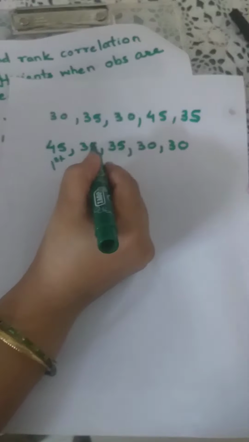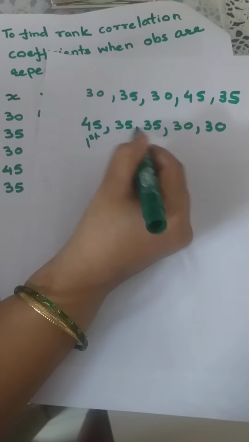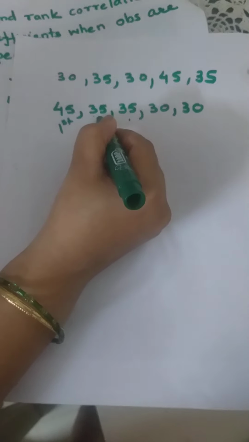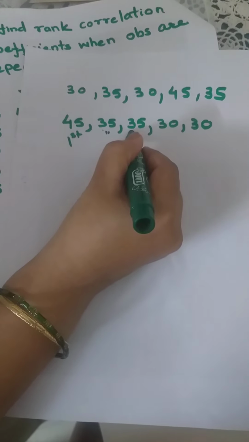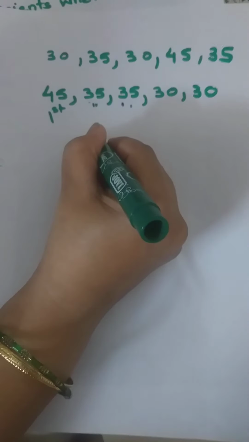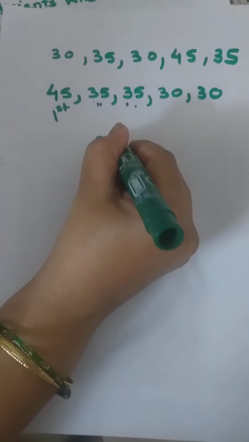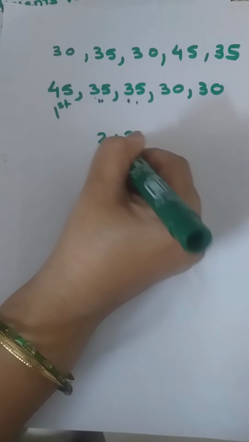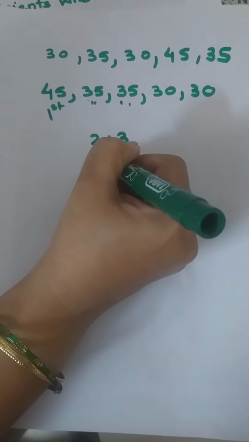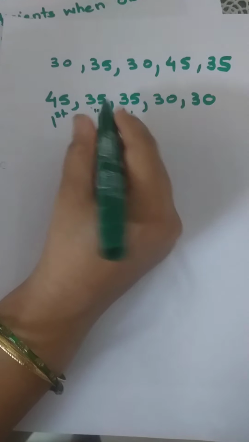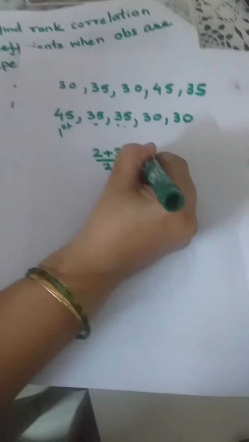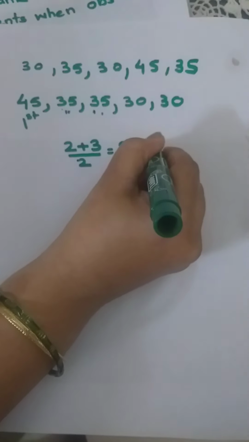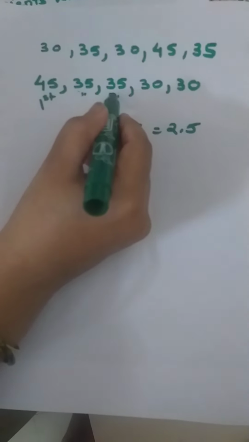Now first rank is given to 45. For the observation 35, it is repeated 2 times. So this is the second observation, this is the third observation. When we have to give ranks to these observations, we take the second observation and add the third observation and then divide it by the number of times it is repeated. So how many times is it repeated? It is 2. So 5 divided by 2 comes out to be 2.5.